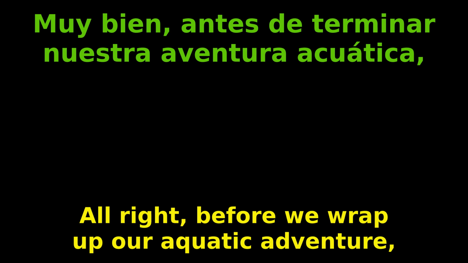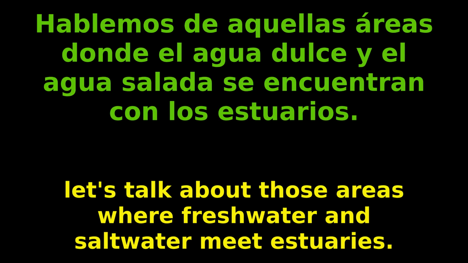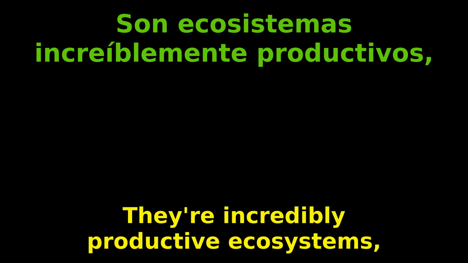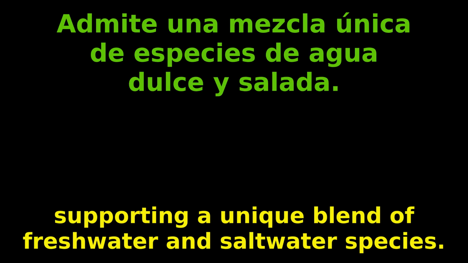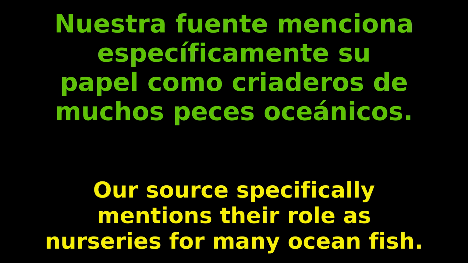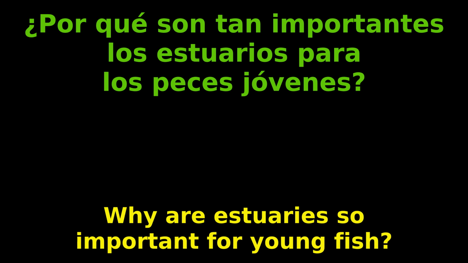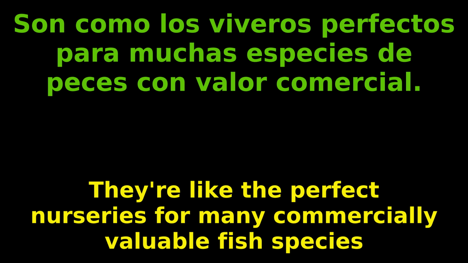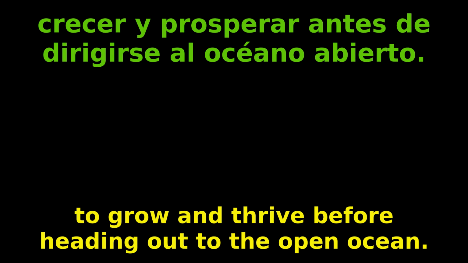All right, before we wrap up our aquatic adventure, let's talk about those areas where freshwater and saltwater meet: estuaries. Estuaries are like the mixing bowls of the aquatic world. They're incredibly productive ecosystems, supporting a unique blend of freshwater and saltwater species. Our source specifically mentions their role as nurseries for many ocean fish. Why are estuaries so important for young fish? Estuaries offer a protected environment with abundant food sources and shelter from predators. They're like the perfect nurseries for many commercially valuable fish species to grow and thrive before heading out to the open ocean.